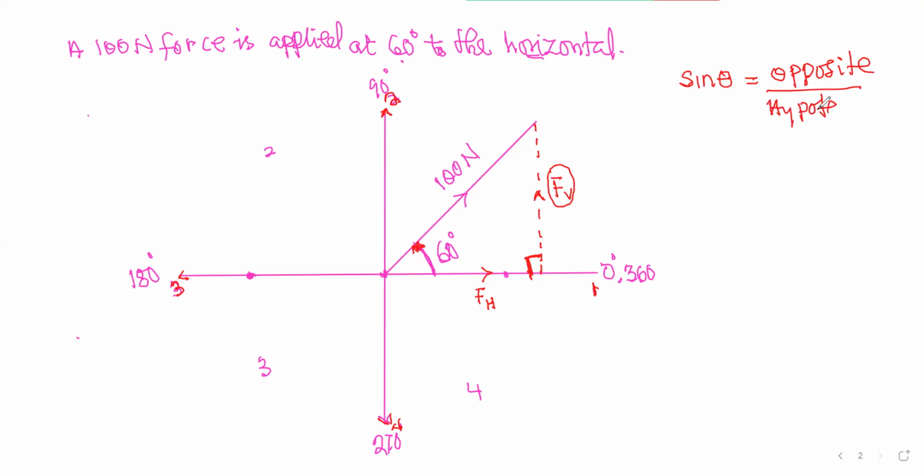Hypotenuse. Good. So what is the angle? The angle is 60. So sine 60 will be equal to the opposite, which we are looking for, and that is F vertical, divided by the hypotenuse. What's the hypotenuse here? 100 Newton. Good. So let's make F vertical the subject. What will be F vertical?